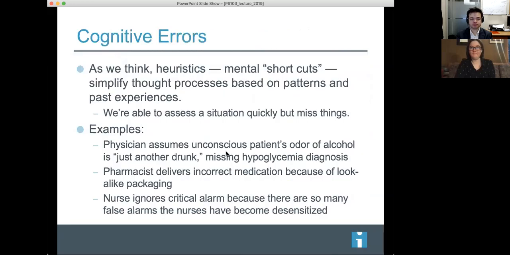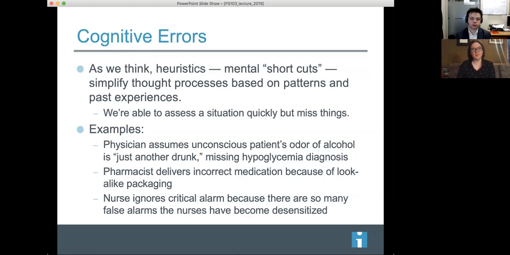So continuing on with the thinking processes, think about cognitive errors. As we think, we use heuristics or mental shortcuts to simplify thought processes based on patterns and past experiences. We're able to assess the situation quickly, but we can miss things. So these are some examples listed on the slide, but I like to think from my own experience, in anaesthetics, it might be something we see all the time, we take a shortcut, but it's not right.